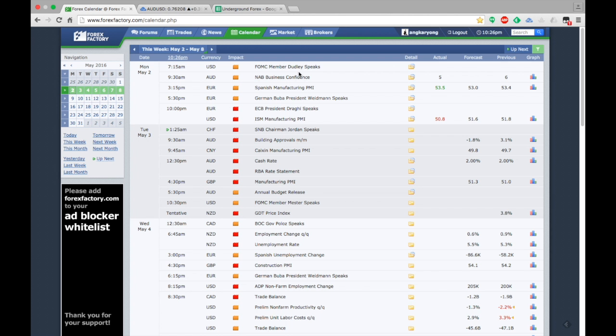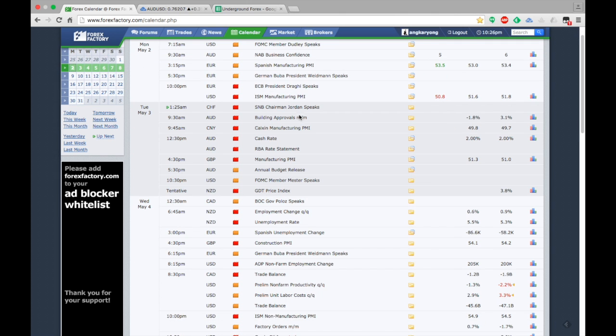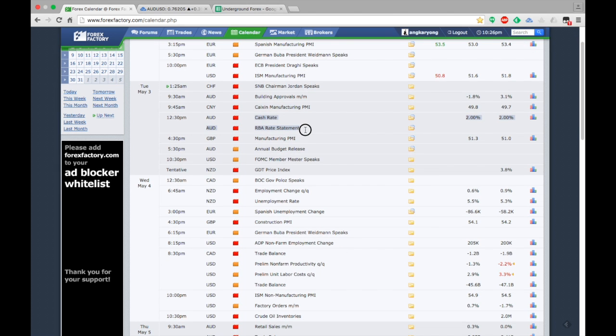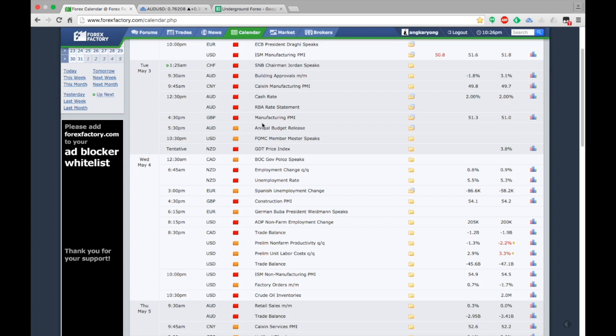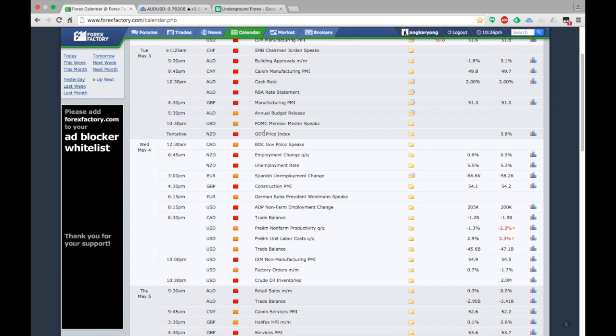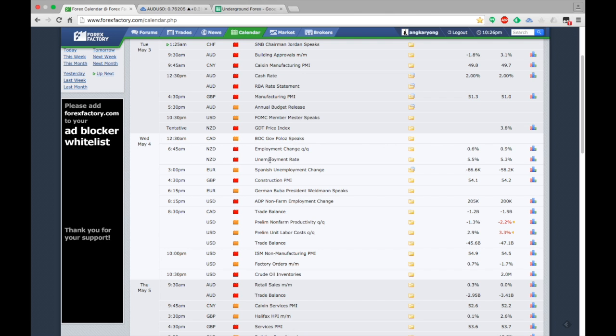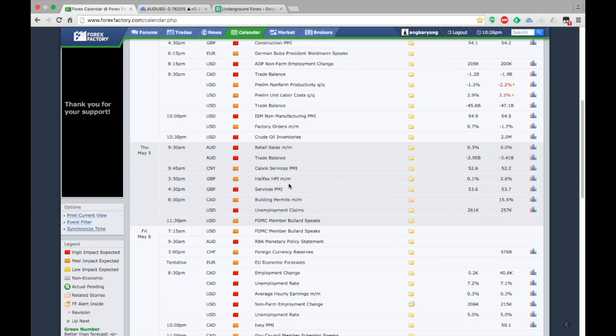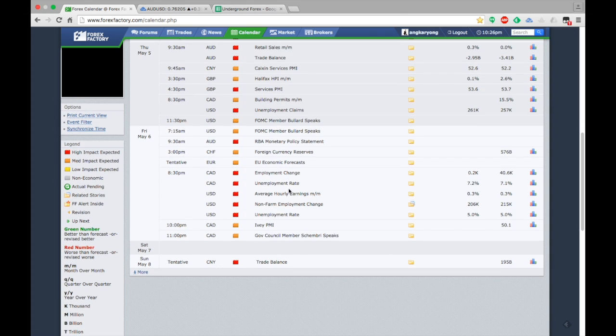If we look at the calendar for this coming week, the focus for tomorrow will be Caixin manufacturing from China. But the main bulk of the focus will be on the Australian cash rate and the RBA rate statement coming in at 12:30 Singapore time. This is definitely something you need to be aware of if you are trading the Australian or even the New Zealand currency. Ending off the day, or early in the morning, is the New Zealand GDT price as well as its unemployment rate. Other than that, midweek there isn't much of a focus, but on Friday, the US NFP as well as the average hourly earnings will be released.